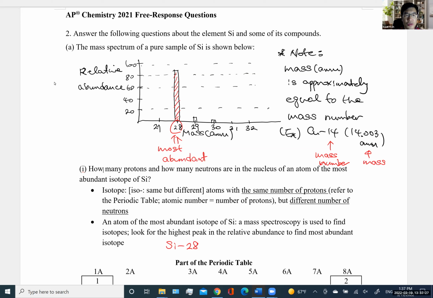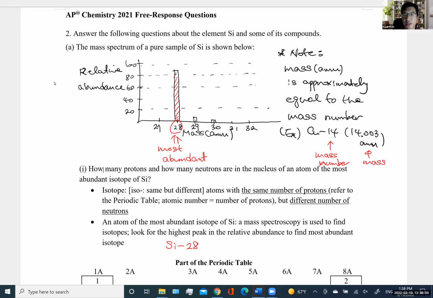27, 28, 29, 30, 31, and 32. Relative abundance is on the y-axis, from 0 to 20, 40, 60, 80, and 100%. And out of these different masses, we have 28, 29, 30 showing some data, some bar graph. And out of that, 28 has the highest peak, and it is in between 80 and 100%.